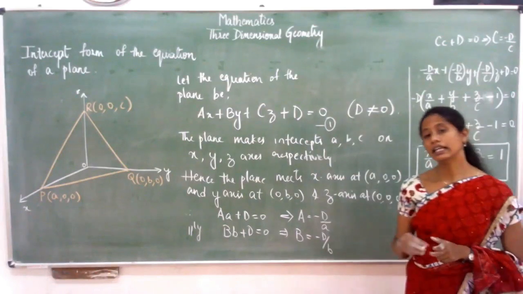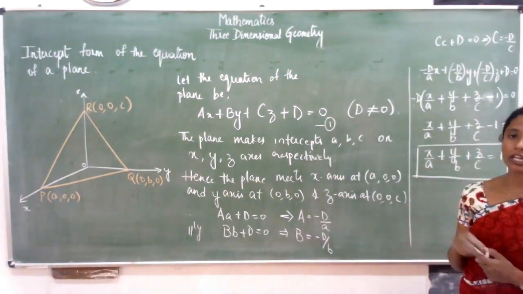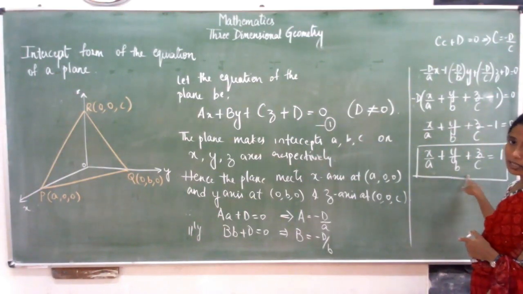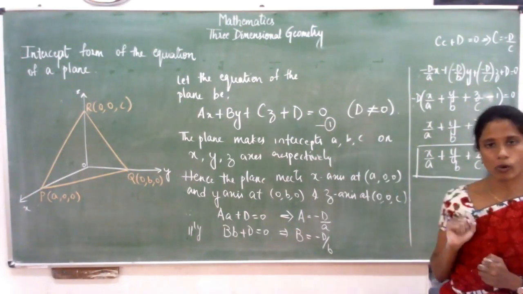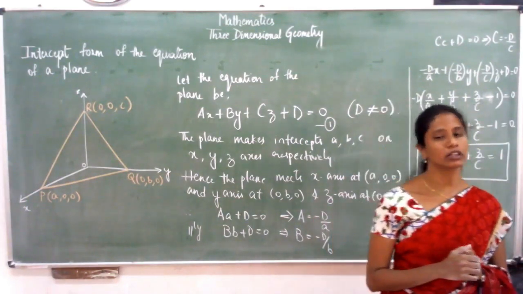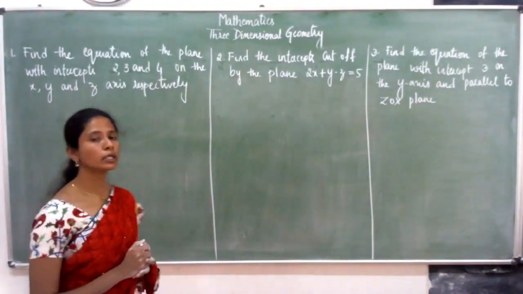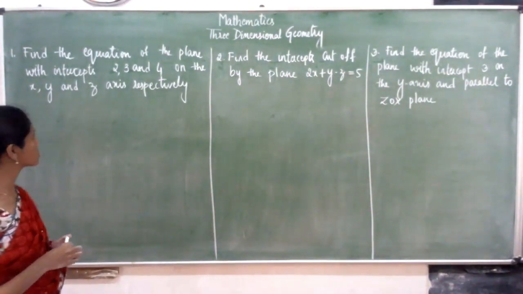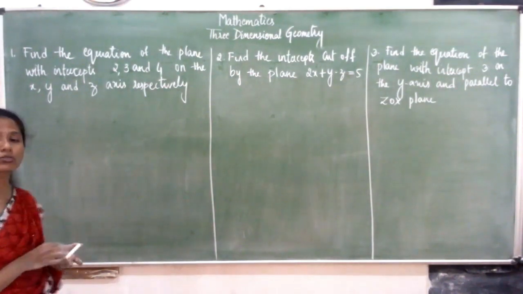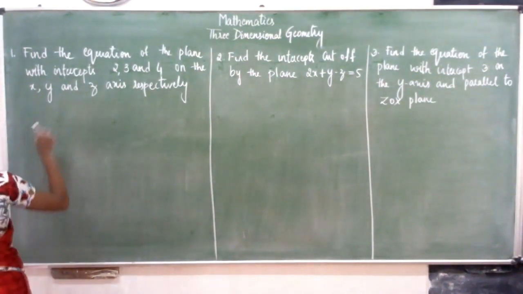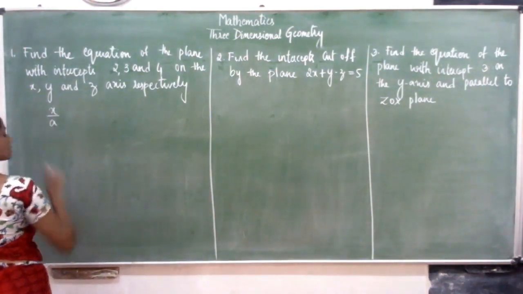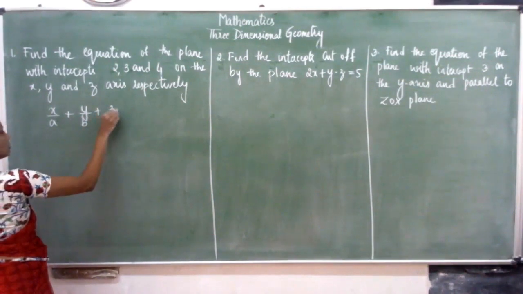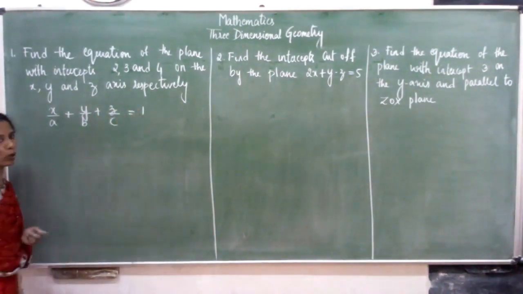So, this is the intercept form of the equation of a plane. What is that? It is x by a plus y by b plus z by c is equal to 1. Let us solve a few problems on this. The first problem here is: find the equation of the plane with intercepts 2, 3 and 4 on x, y, z axis respectively. We already know the intercept form of the equation of the plane is x by a plus y by b plus z by c is equal to 1.